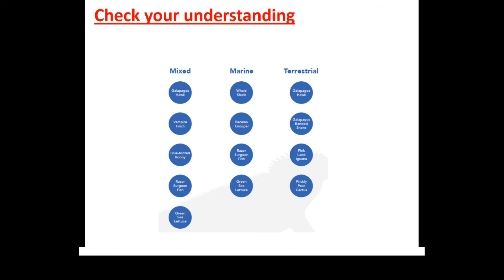If you were to make a combined one from all of those animals, you would have a green sea lettuce being eaten by the razor surgeonfish, which is then eaten by the blue-footed booby, the bird, which eats fish, which is then eaten by the vampire finch. But the Galapagos hawk is still at the top. It's still the apex predator.